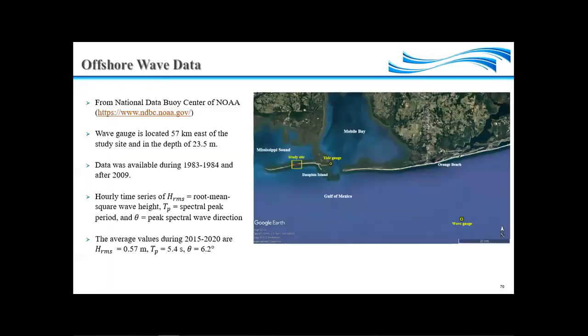This is wave data. The wave data is located far away. So we didn't want to use this. So what happened is we assumed a typical wave height, period, and direction at this location, and used that to predict how the shoreline changed.